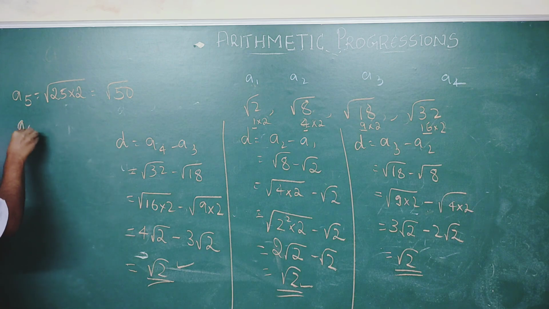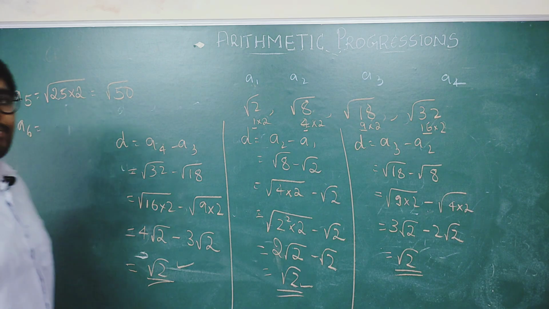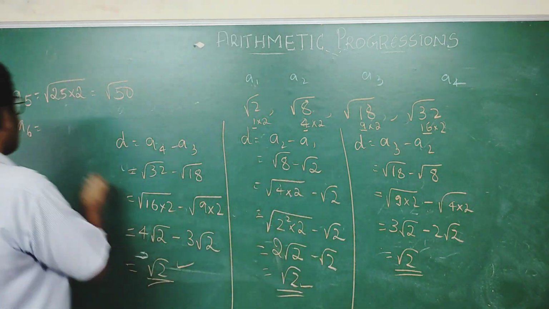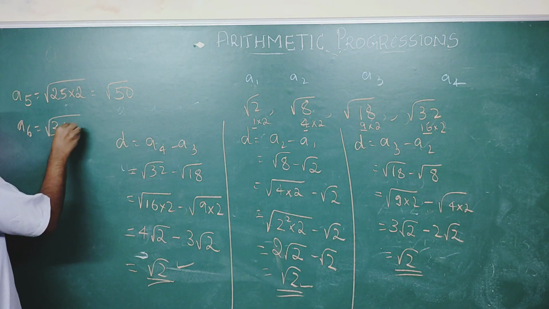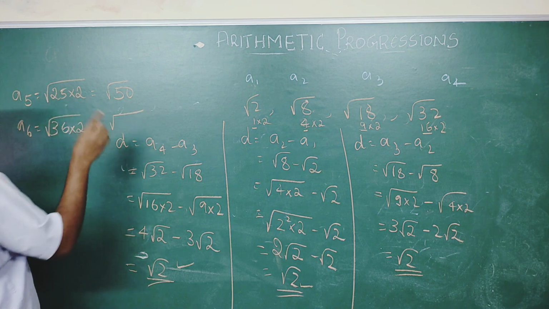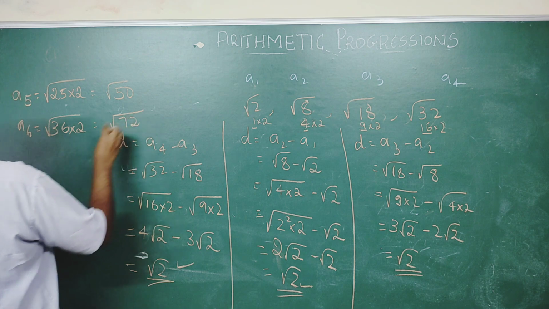So what is the next term? A6. What is the next square number after 25? The next square number is 6 sixes are 36. So you can write it as 36 into 2. So 36 into 2 is how much? It is 72, root 72.